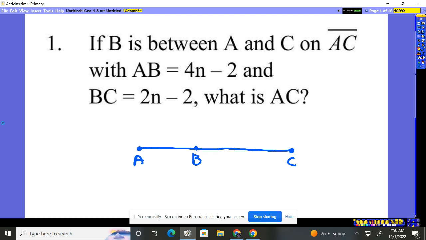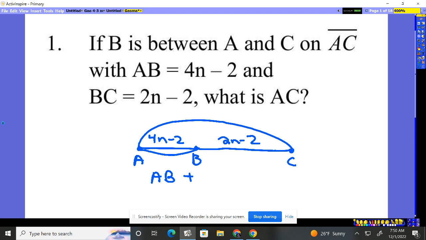AB, the length from A to B, is 4n minus 2. B to C is 2n minus 2. So it asks, what's the total length from A to C? Well, this should be obvious. We know AB's length plus BC's length is equal to the whole length all the way across. And that's the formula we normally write.